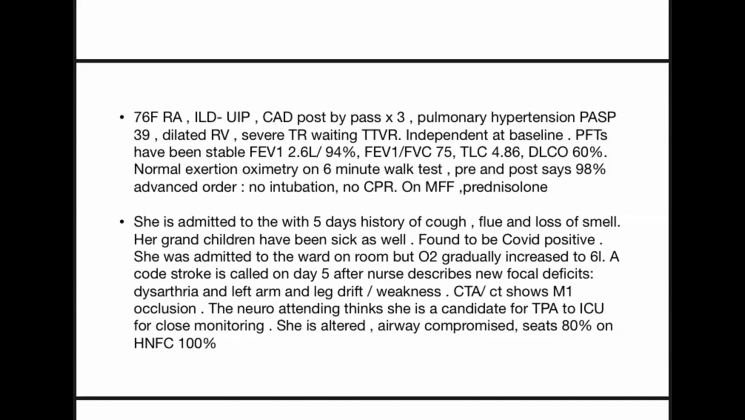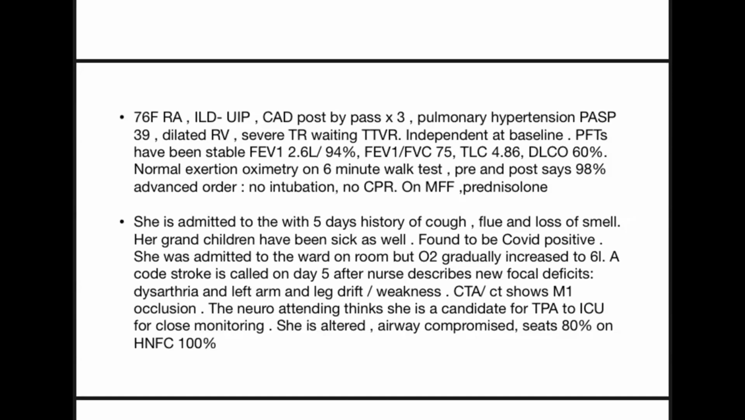She's known to have pulmonary hypertension, and you can see the pressures are 39. She has a dilated RV on her most recent echo, and she basically has severe tricuspid regurgitation. She's awaiting venous intervention. She's independent at baseline, meaning she's able to do everything well, and her PFTs have been stable.